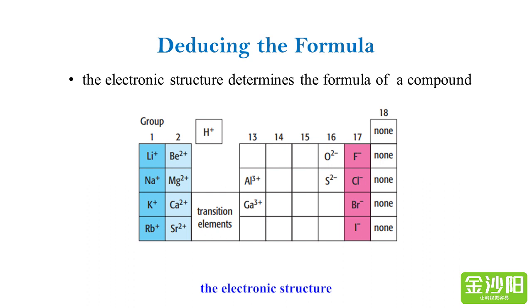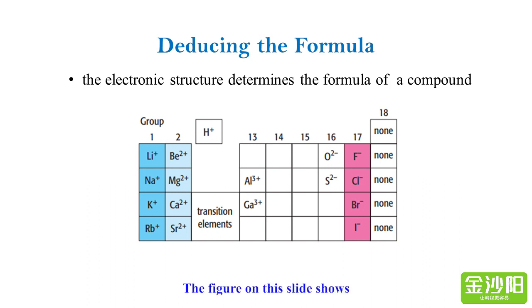The electronic structure of the individual elements in a compound determines the formula of a compound. The formula of an ionic compound is determined by the charges on each of the ions present. The number of positive charges is balanced by the number of negative charges so that the total charge on the compound is 0. We can work out the formula for a compound if we know the charges on the ions.